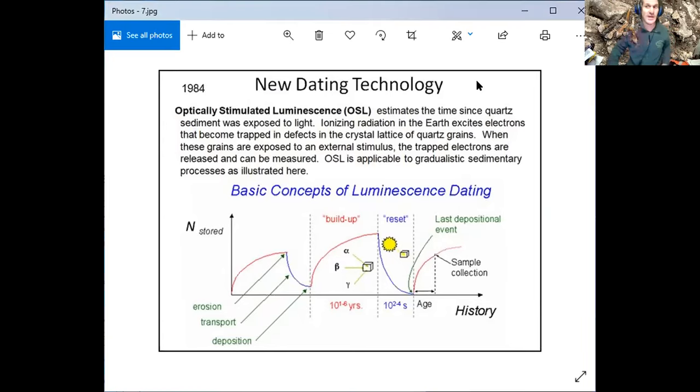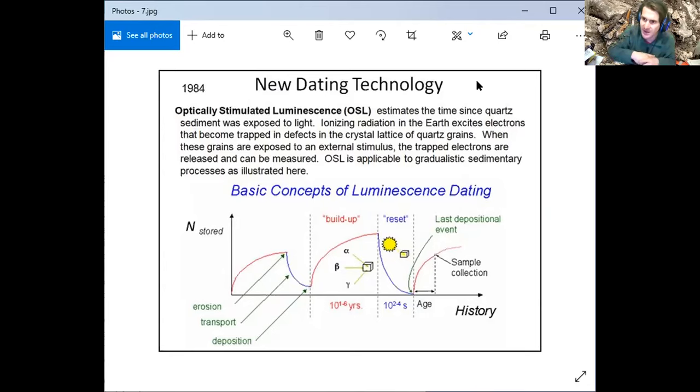So the new dating technology, this is coming in the 80s, but nobody really hears about it because it's a new wave of things, and it's a new concept. It estimates the time since quartz sediment was exposed to light. When we read about the Uffington horse, you can probably really get a grip on understanding this dating technique when we look at the sediments at the Uffington horse. I'm hoping this will work.